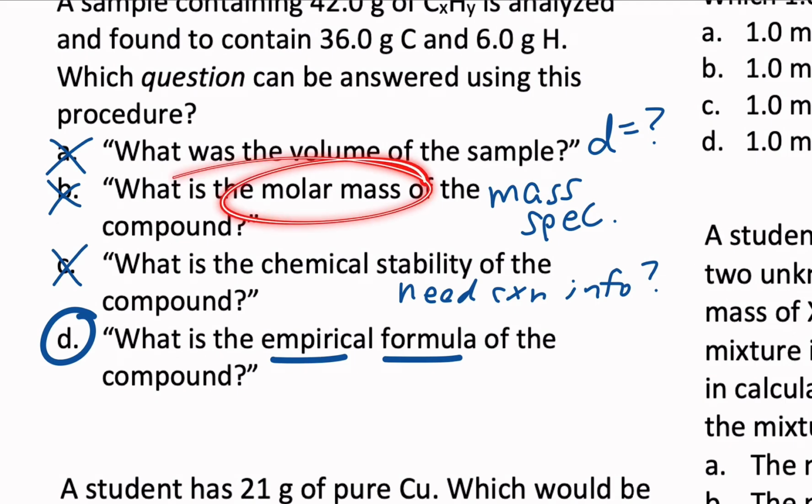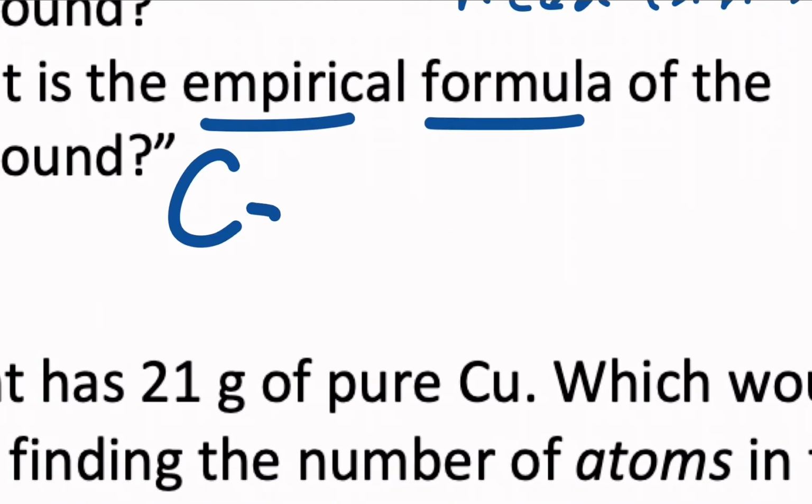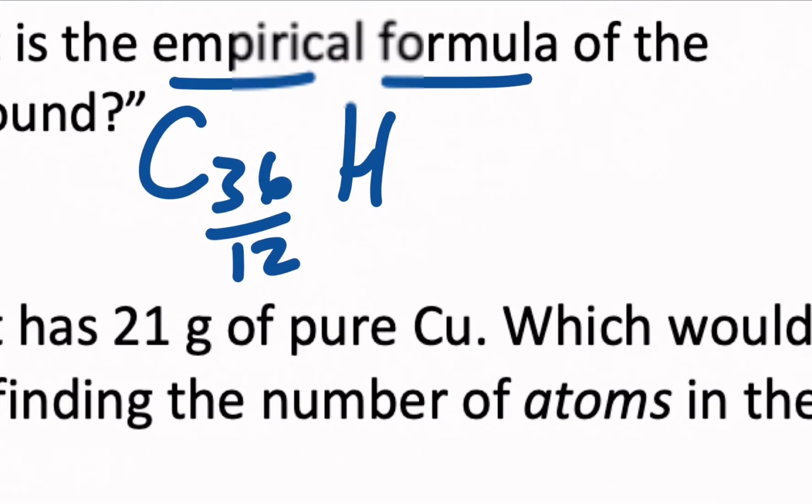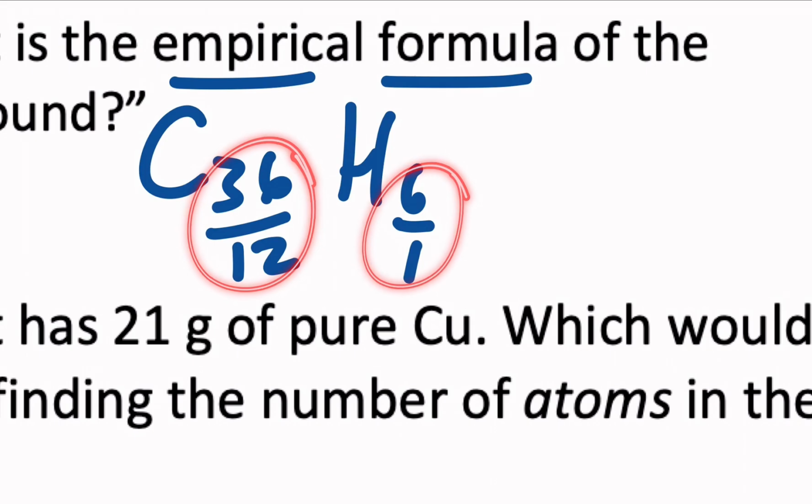It almost sounds like molar mass is the right answer, but that's not the right answer because I don't know any mass spectrum information from this. They didn't ask me to get the empirical formula, but you could certainly do it. There's 36 grams of carbon and 6 grams of hydrogen. So I have C 36 divided by 12, H 6 divided by 1. That's your moles of C and your moles of H.